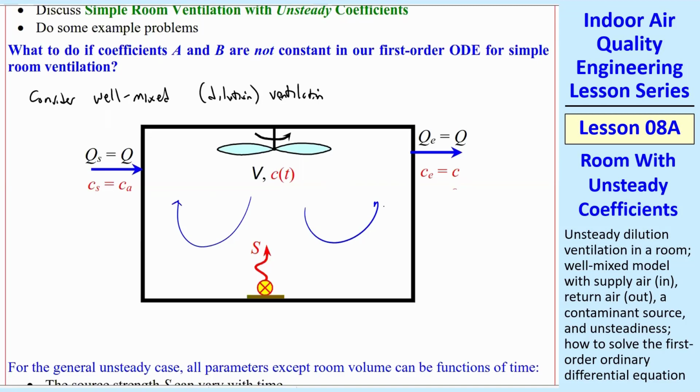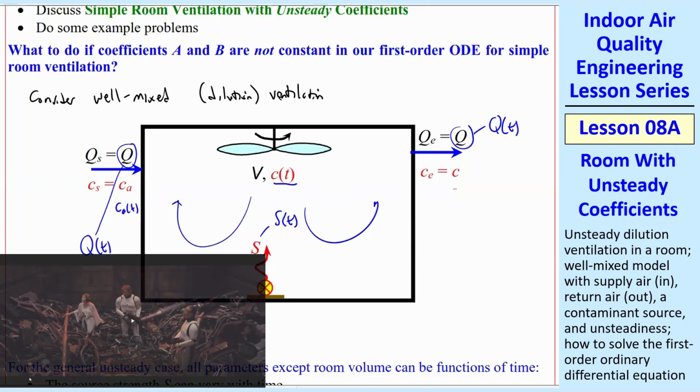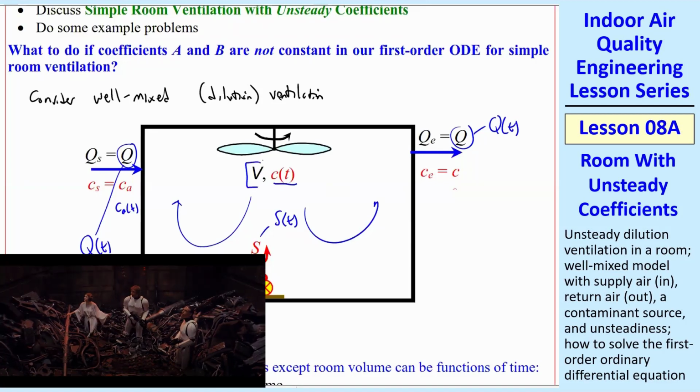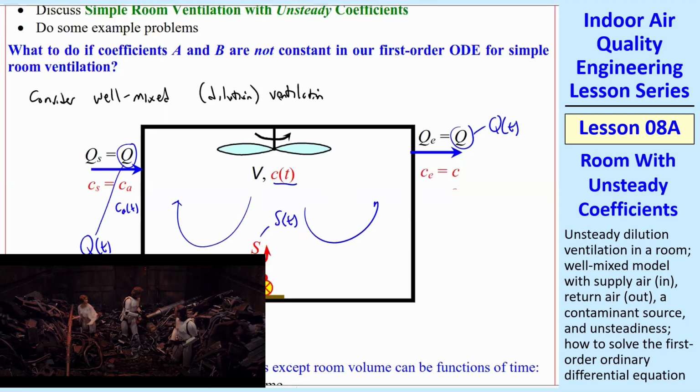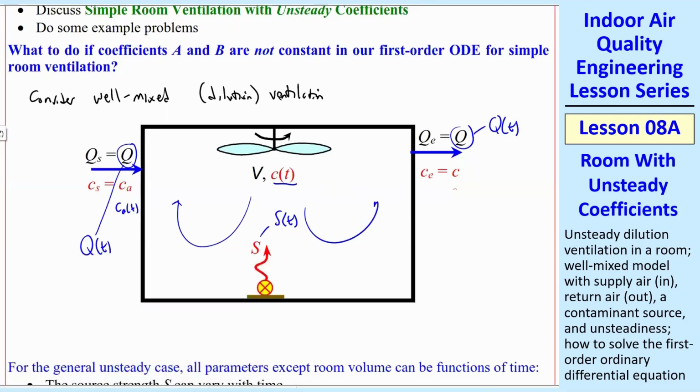However, for the general case, this Q can be a function of time. This S can be a function of time, the source. This Q, of course, is the same Q as a function of time. CA can be a function of time. Of course, C is always a function of time. We're not going to let volume be a function of time because it's always fixed for a room, although I suppose you could do that too.